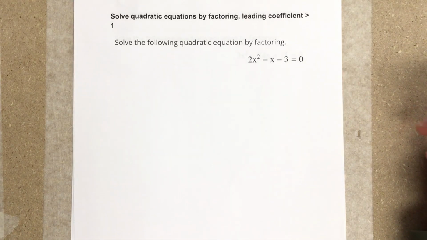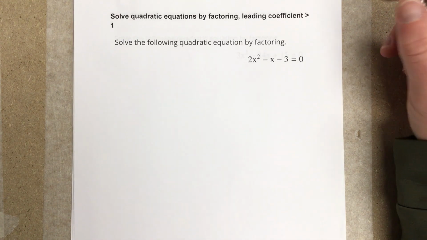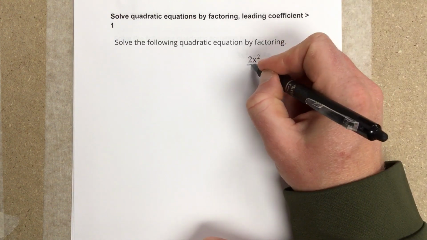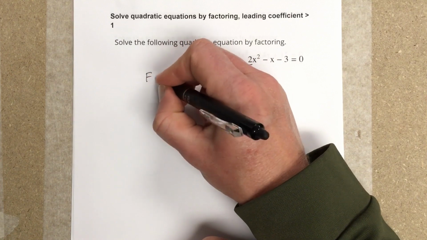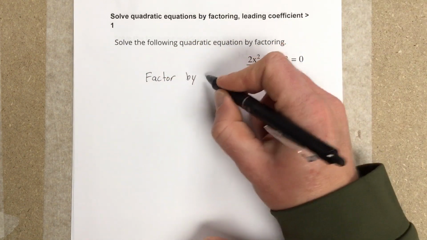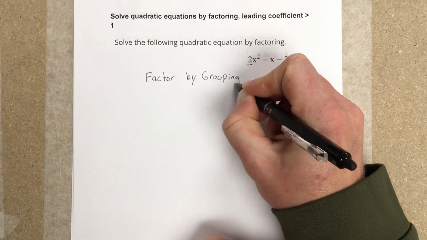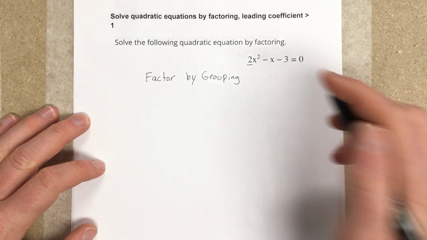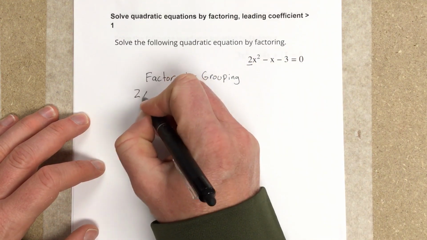In this video, we're going to solve quadratic equations by factoring with a leading coefficient greater than 1. So you can see we have a leading coefficient of 2, and we're going to use factor by grouping here. Anytime I have a leading coefficient greater than 1, I use factor by grouping, and we learned this in the first unit. So let's rewrite this.